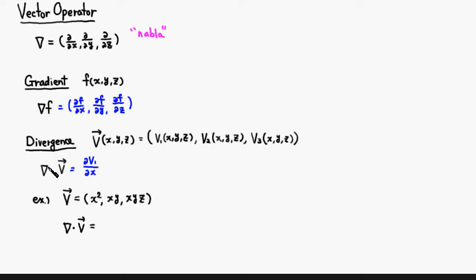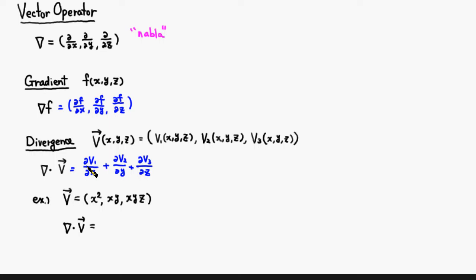Then since this is the dot product, we're going to apply a dot product, so it's going to be addition. Then you take the partial of v2 with respect to y, and the partial of v3 with respect to z, then add them all together. Right? So that's the definition of divergence. And we'll talk about the meaning of divergence in the next video.